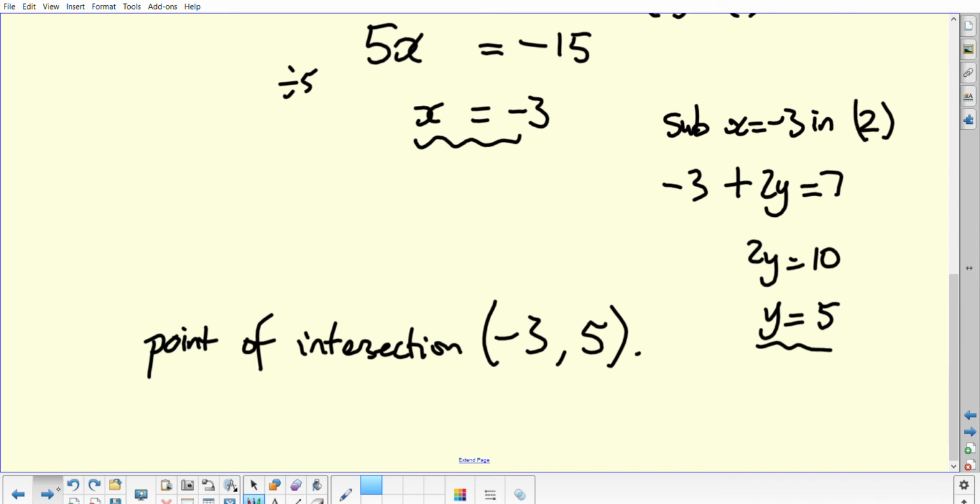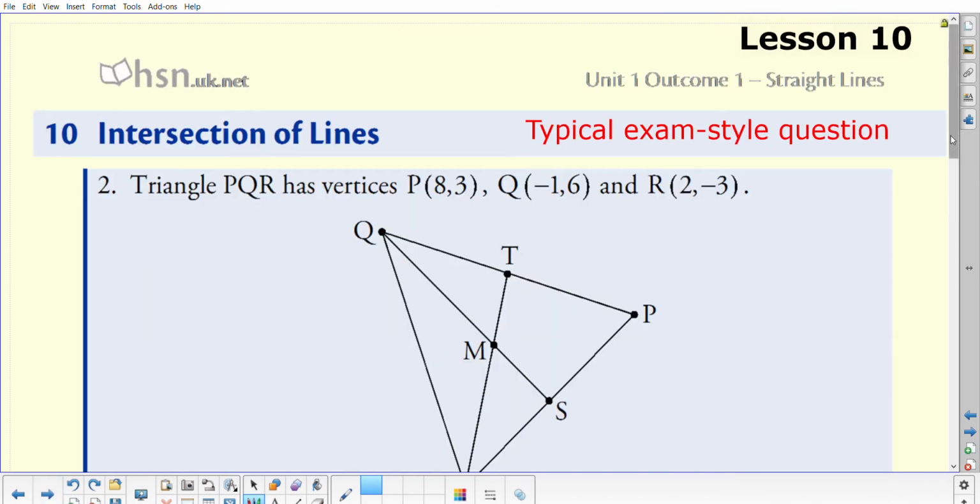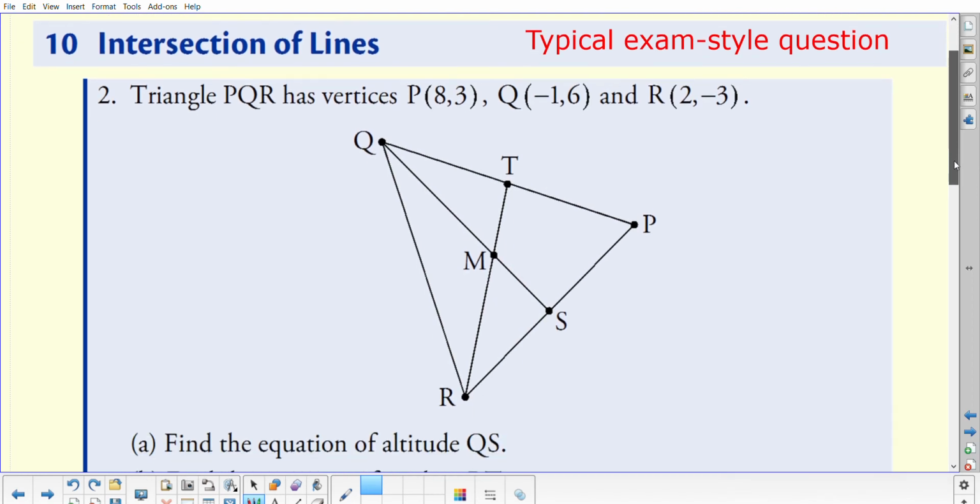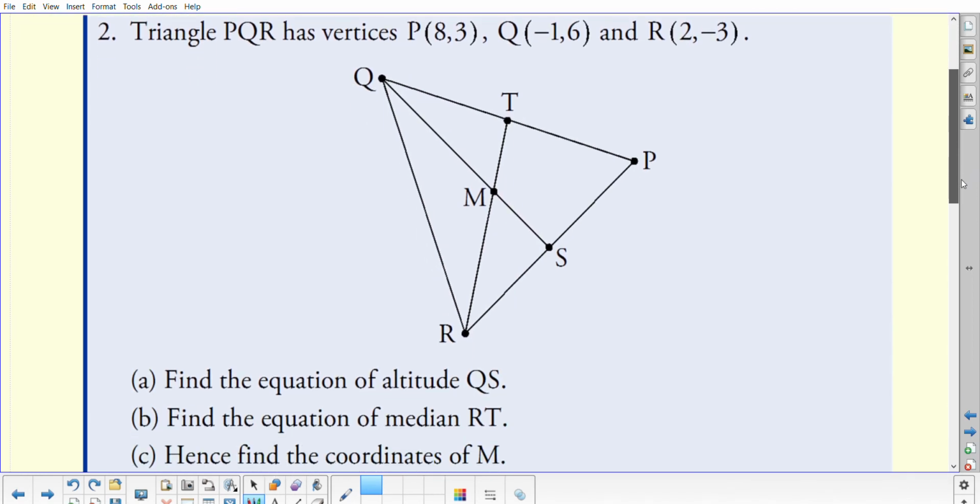It's the next question that is more of the style of a higher question that you're likely to come across. So you've been given a triangle here, PQR, and part A asks you to get the equation of the altitude QS, then part B asks you to find the equation of the median RT, and then part C says hence. The word hence usually means what you've found before from parts A and B. Use that to help you find the coordinates of the point M.